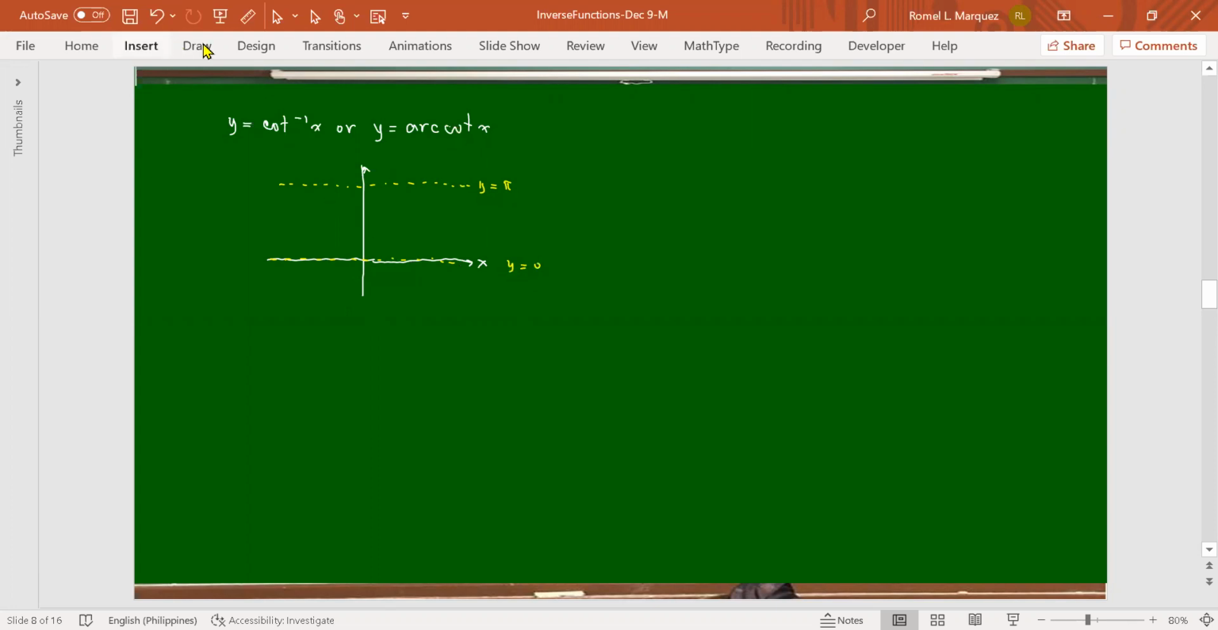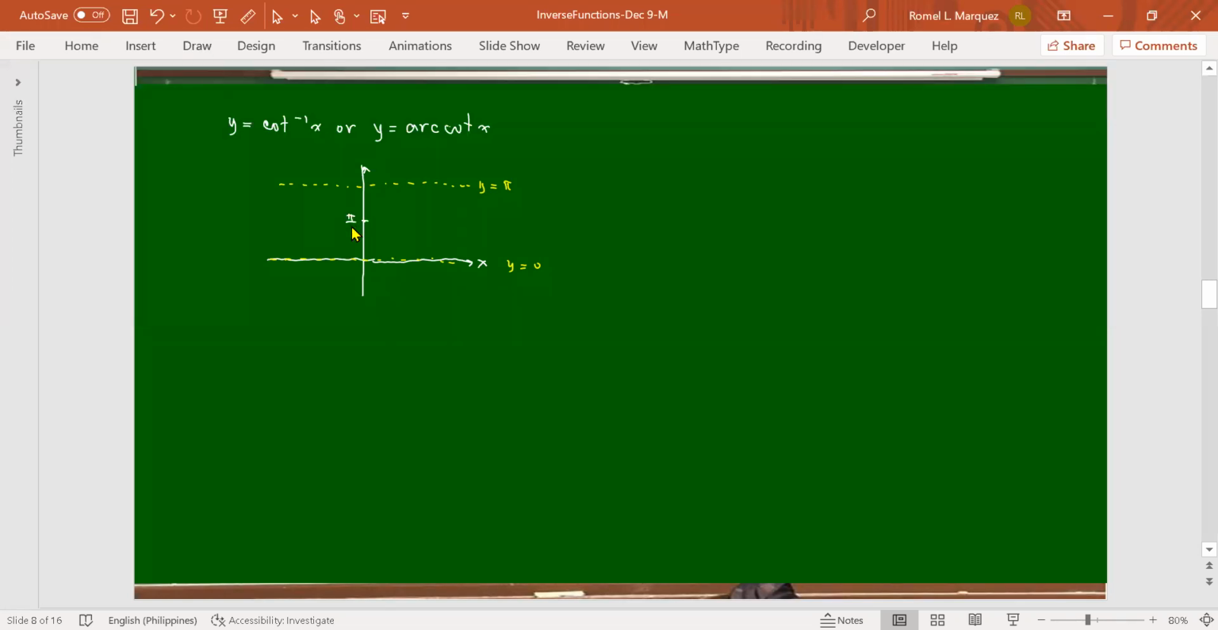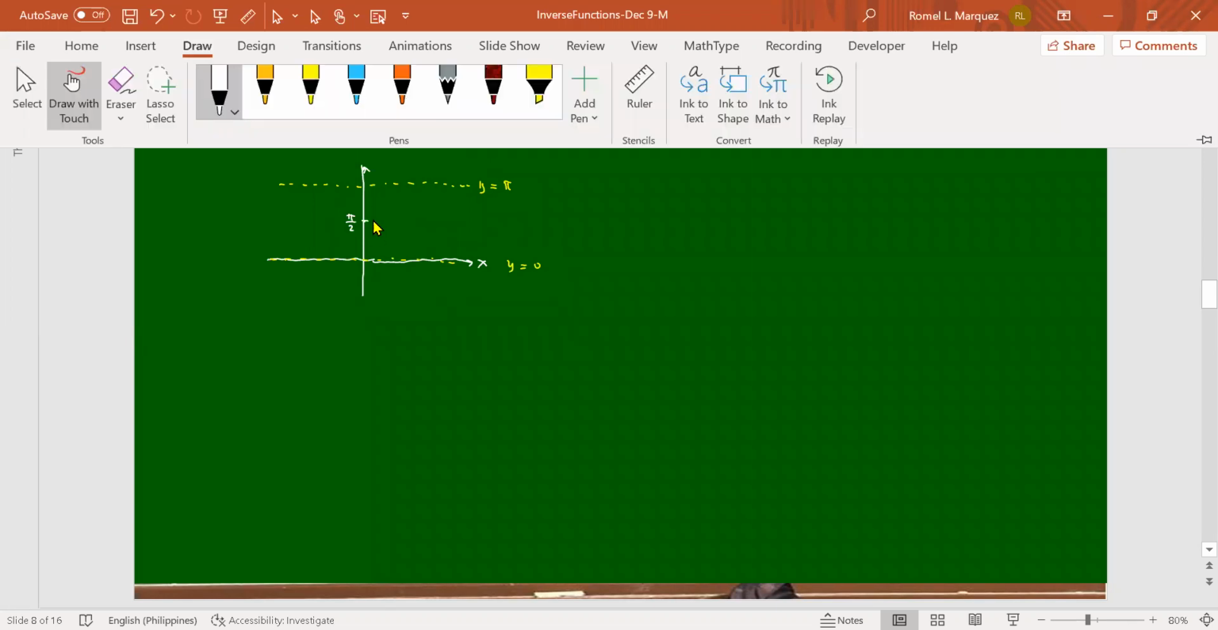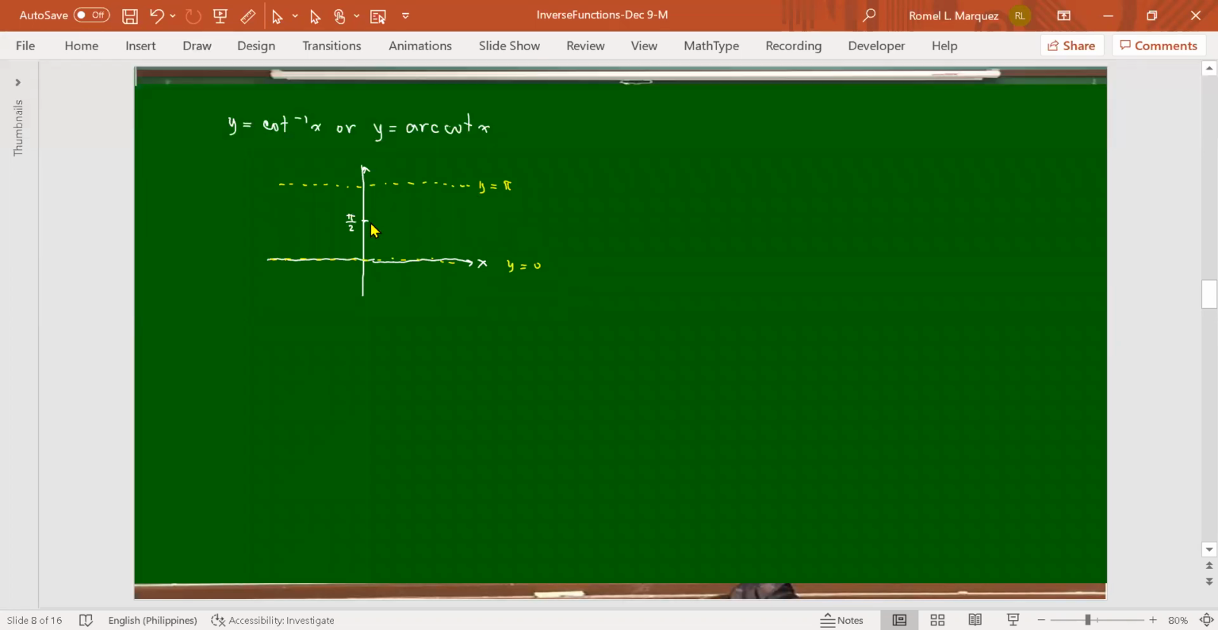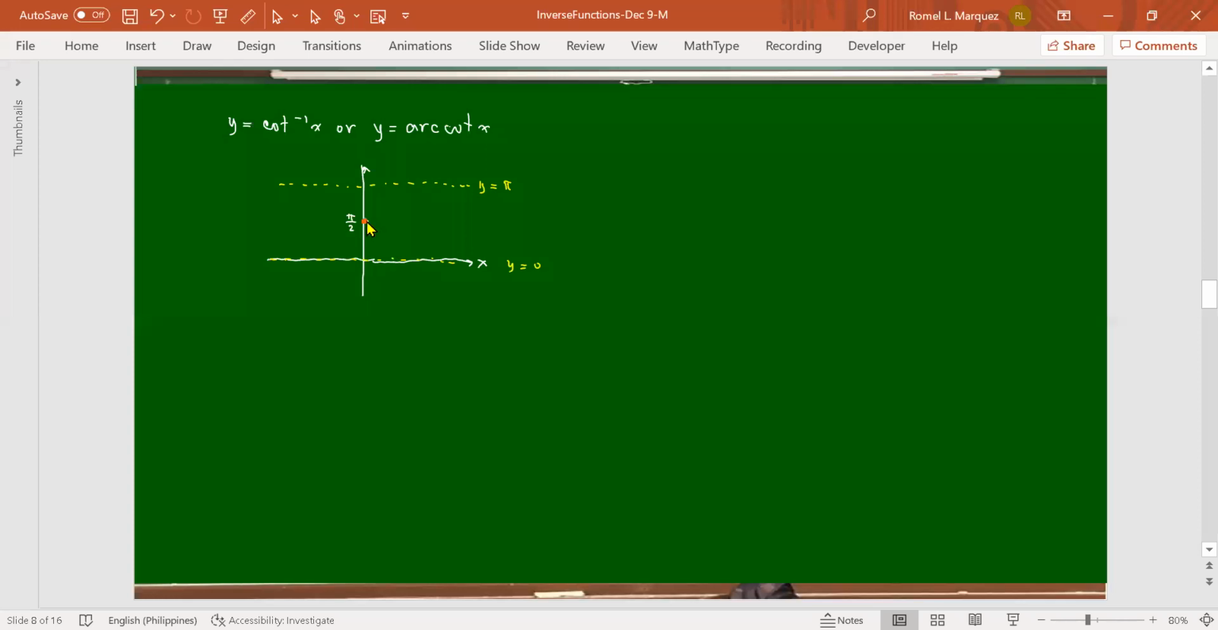Okay? So let's say this middle is supposedly pi over 2. The graph is asymptotic to pi and then to 0, passing through this middle. And here, let's draw it using orange. So asymptotic to here, and asymptotic here. Okay? That's how it looks like, approximately.